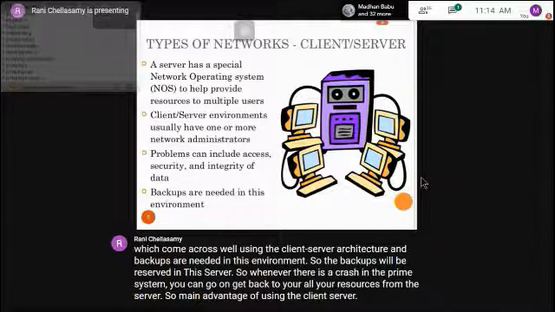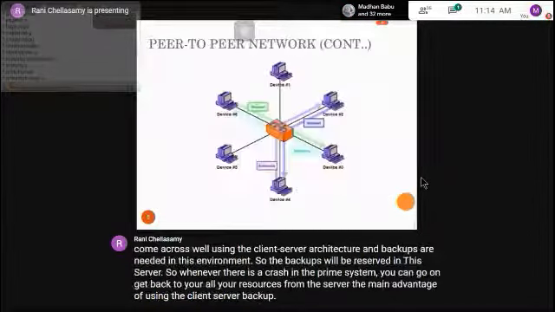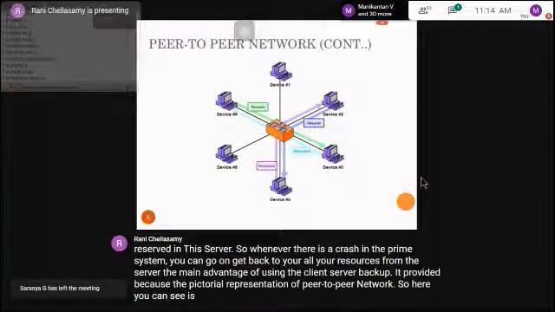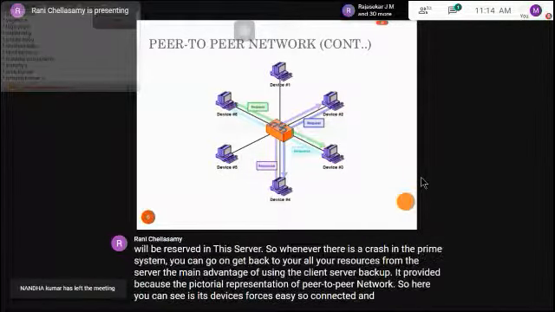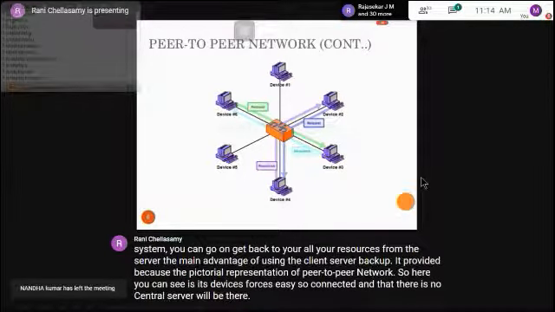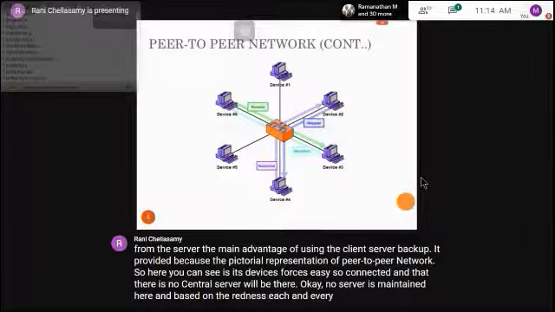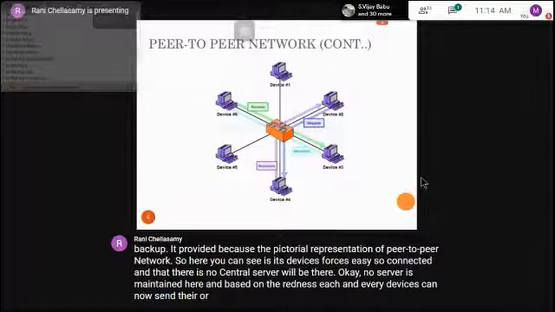Backups will be provided. This is a pictorial representation of a peer-to-peer network. Here you can see 6 devices or 6 PCs connected, and there is no central server. No server is maintained here, and based on the request, each and every device can share its resources or data or messages with another device.